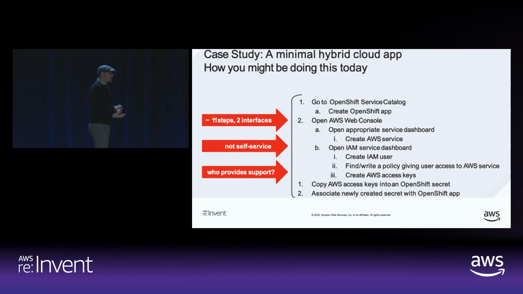They go into the OpenShift Service Catalog. They create an application. From there, they go into the AWS Web Console. They provision whatever AWS services they specifically need. Then they have to configure all the IAM stuff. Then they have to tie the two things together, copy the AWS keys into the OpenShift secrets, and then associate the newly created secrets with the OpenShift application, right? It's a lot of heavy lifting. It's a lot of work.